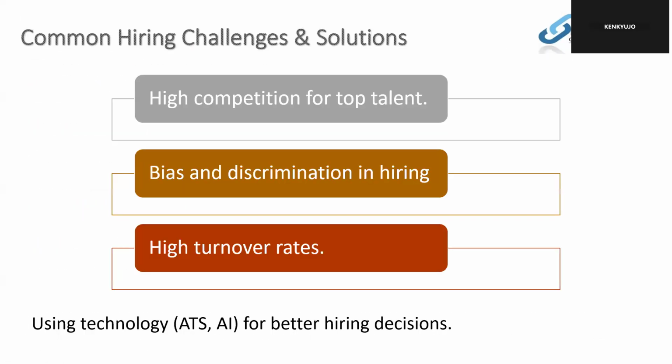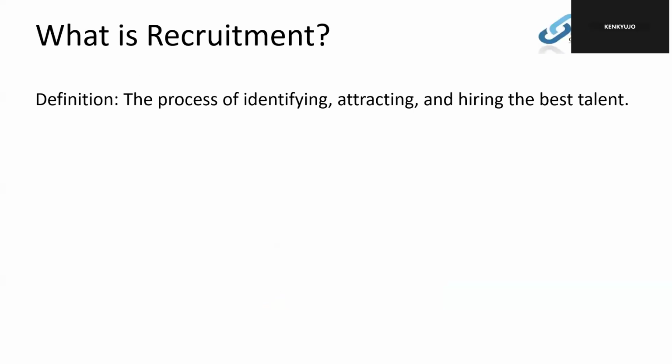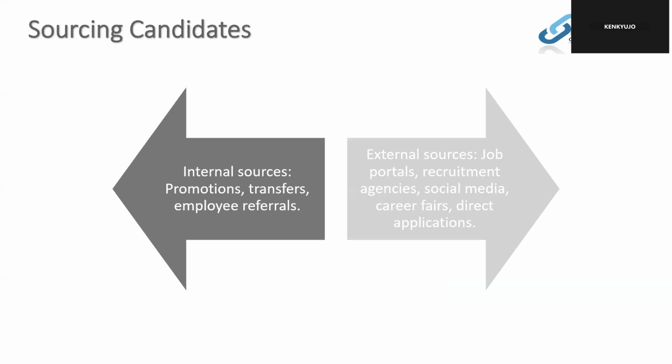Right. Now, I would like to summarize a little bit of what we have learned today. We have discussed recruitment and selection. Under that, what is recruitment? The process of identifying, attracting, and hiring the best talent. Then the recruitment process: identifying the hiring needs, job analysis, sourcing candidates, screening and shortlisting candidates, interviewing, making the job offer, onboarding and integration. When considering sourcing, there are two types of sourcing activities, internal sourcing and external sourcing.